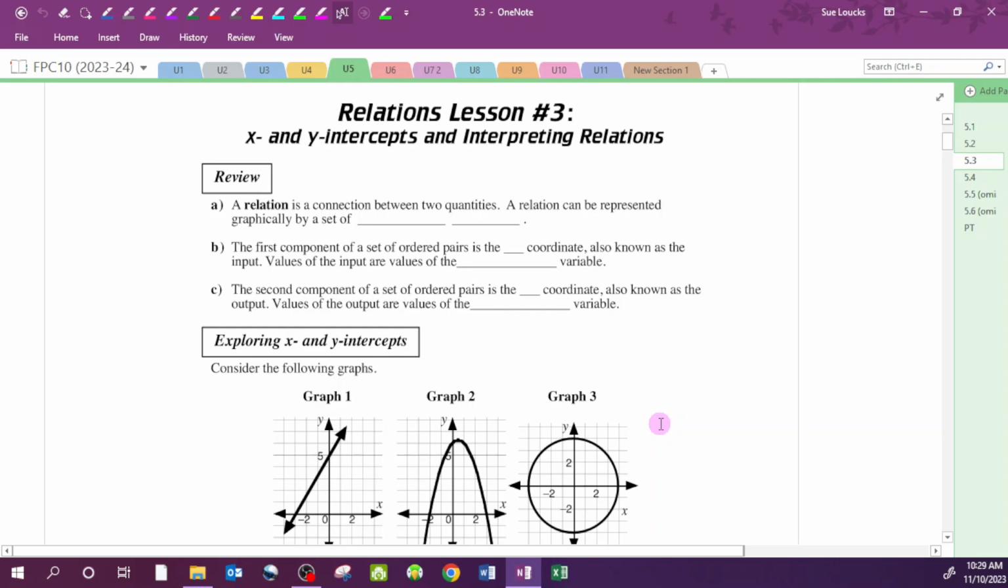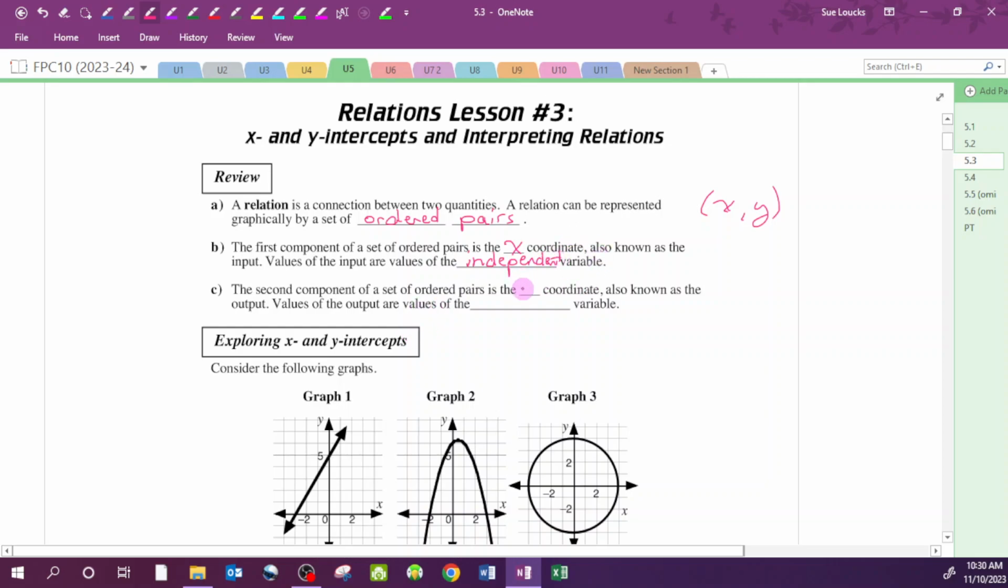Okay, so just to review, a relation is a connection between two quantities, and a relation can be represented graphically by a set of ordered pairs. So that's an x and a y value. The first component of a set of ordered pairs is the x coordinate. x always comes first, and that's the input. And the values of the input are the independent variable.